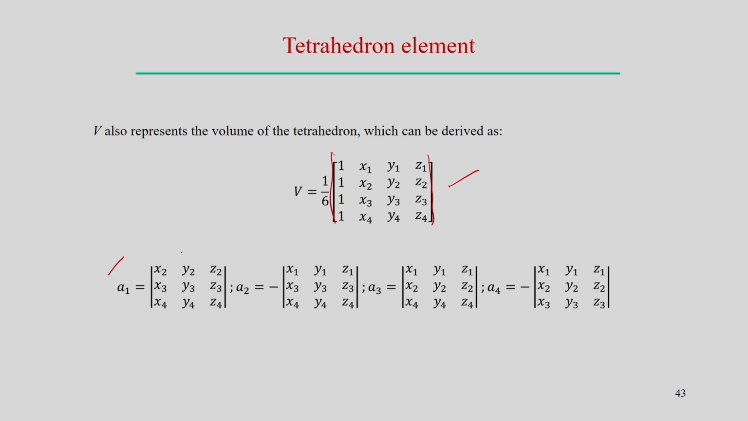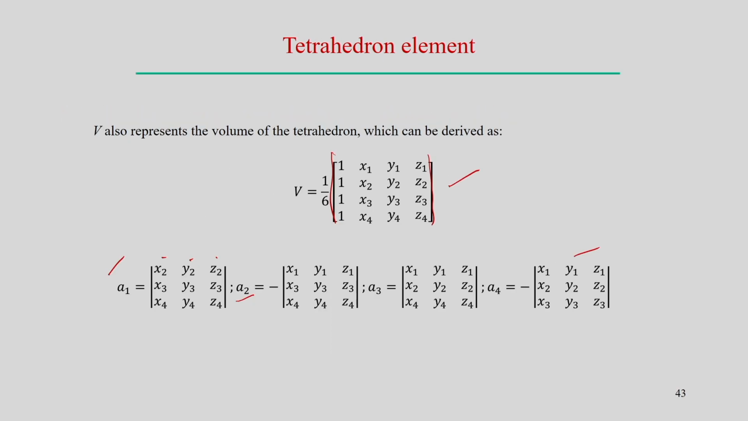Now, A1 is the determinant of x2 y2 z2 and so on, involving nodes 2, 3, 4. A2 is represented in terms of x1 y1 and so on, so basically all nodes except node 2 are involved in this expression. Similarly, A3 is in terms of nodes 1, 2 and 4, and A4 in terms of nodes 1, 2 and 3. This way A1, A2, A3, A4 can all be represented simply in terms of the coordinates of the nodes.